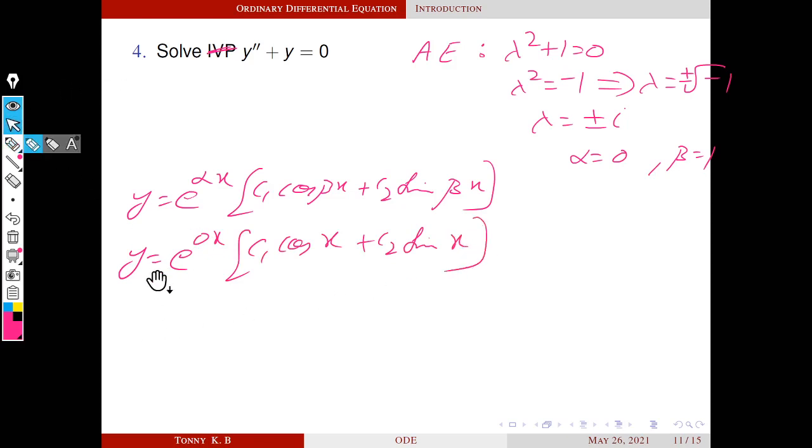So this is our general solution corresponding to this differential equation, that is y is equal to c1 cos x plus c2 sin x, since e raised to 0 is 1, where c1 and c2 are arbitrary numbers. We can choose any numbers for c1 and c2. Corresponding to every pair c1, c2, this is a solution of this differential equation. That's it. Now we have discussed all three cases.